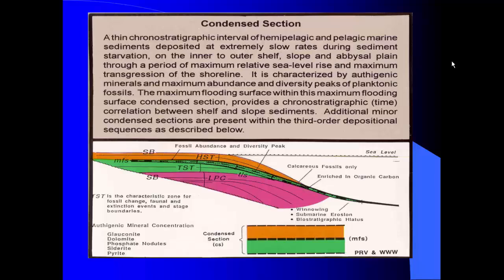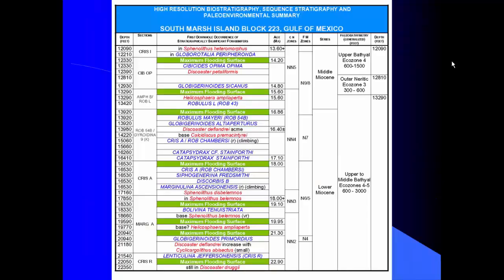The maximum flooding surface within the maximum flooding surface condensed section provides a chronostratigraphic time correlation between the shelf and slope sediments. And with that, after we've identified these maximum flooding surfaces, we place that on that biostratigraphic table that I showed you before, and we date those maximum flooding surfaces, and we also have the same chart that we showed before.